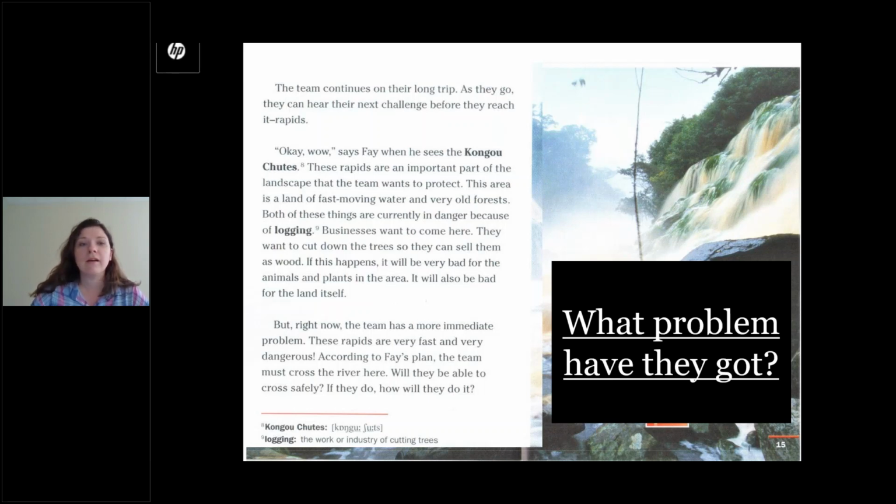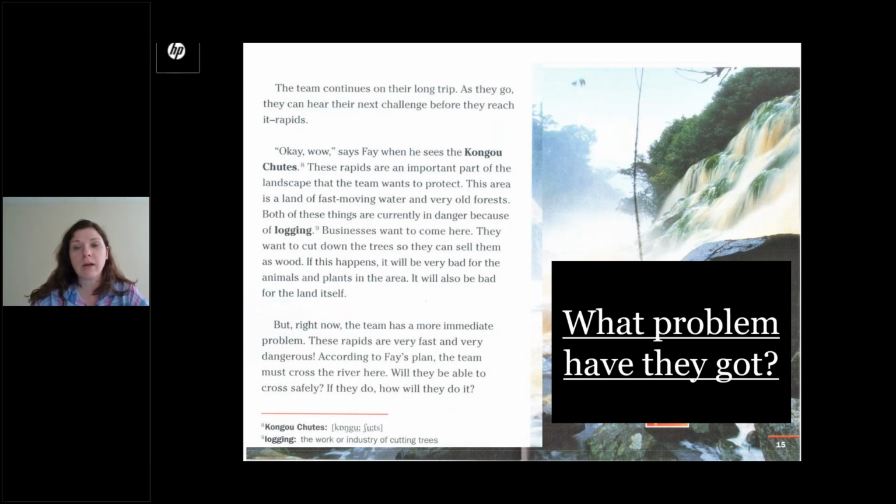So, for example, reading this part of an article, again, it was from the first book that we had today. It finishes, if to read the last abstract, about the problem, right? According to a phase plan, the team must cross the river here. So that was a big river. They stopped. They couldn't go further. Will they be able to cross it safely? You can see from the picture that the river is not so easy to cross, right? If they do, how will they do it, right? So what problem may they have, or something like that, right?